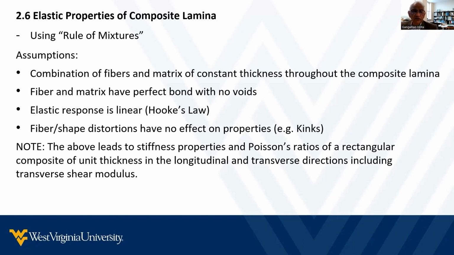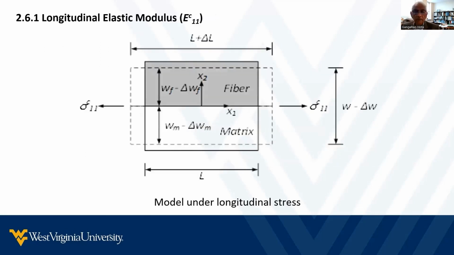The above leads to stiffness properties and Poisson's ratios of a rectangular composite of unit thickness in the longitudinal and transverse directions, including transverse shear modulus. The next slide is essentially an idealized view of fiber and matrix and their corresponding thicknesses as shown in that figure, where that particular element is subjected to longitudinal stress.